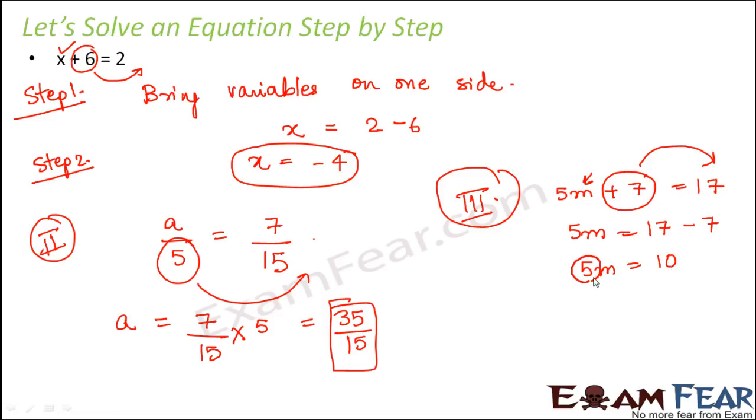Now we have to shift this 5. We want to shift 5 to this side. Right now it is 5 into m, so 5 is with multiply. When it goes to this side, it becomes divided by. Therefore 10 by 5, which is equal to 2. Therefore m is equal to 2 is the solution for this equation. Now you will learn more about solving equations in your class 7th, but here I just gave you an idea so that you know how to solve equations systematically.